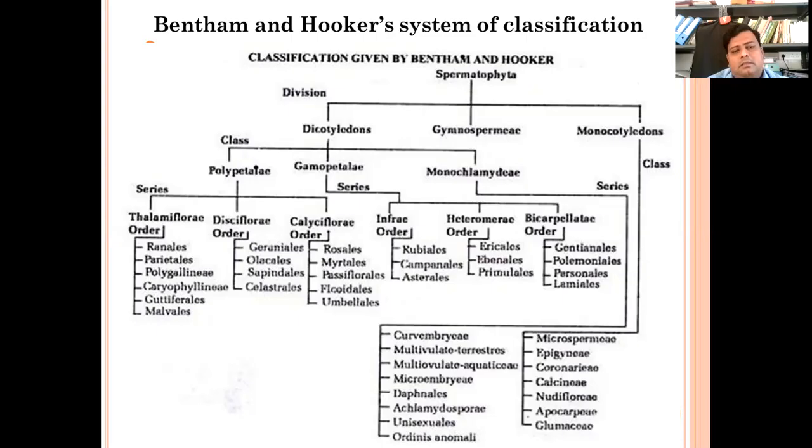Sorry, we have discussed Calyciflorae. We will go further to the subclass Gamopetalae. The flowers usually have two distinct whorls of perianth. The segments of the inner whorl, or corolla, are fused. It is further divided into the series Inferae, Heteromerae, and Bicarpellatae.